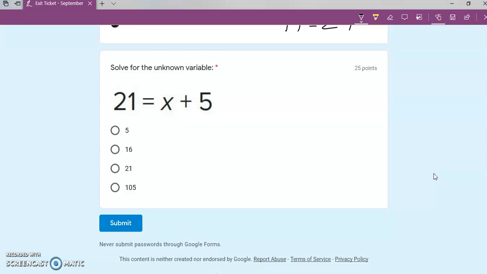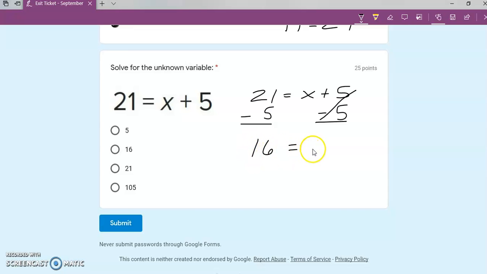Now for the last one, 21 equals x plus 5. Again, we usually have the variable on the left-hand side, but this time we just have it on the right-hand side. So nothing changes. We still have to do the inverse to get rid of this number that's on the side with the variable. So opposite of addition is subtraction. Those cancel. And we also have to subtract 5 from over here. So 21 minus 5 is 16, and that's equal to x. So our answer choice is letter B.